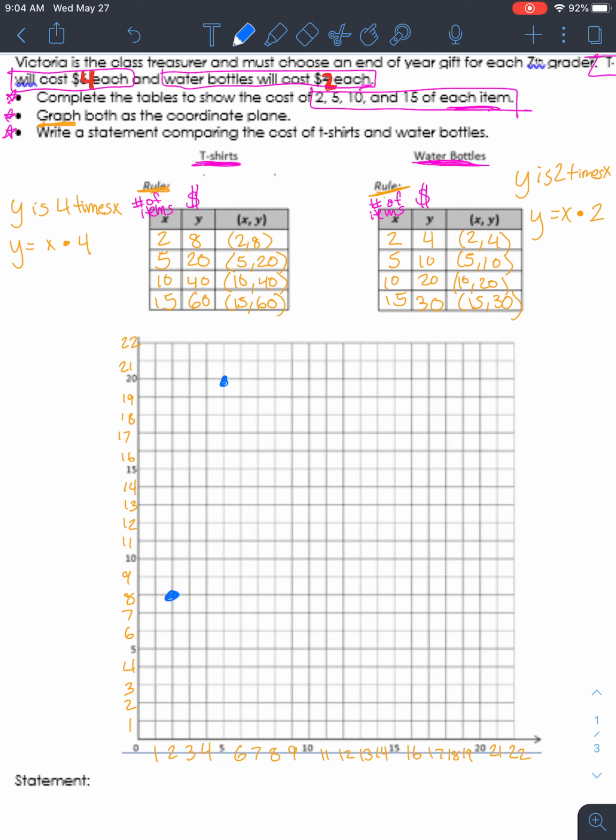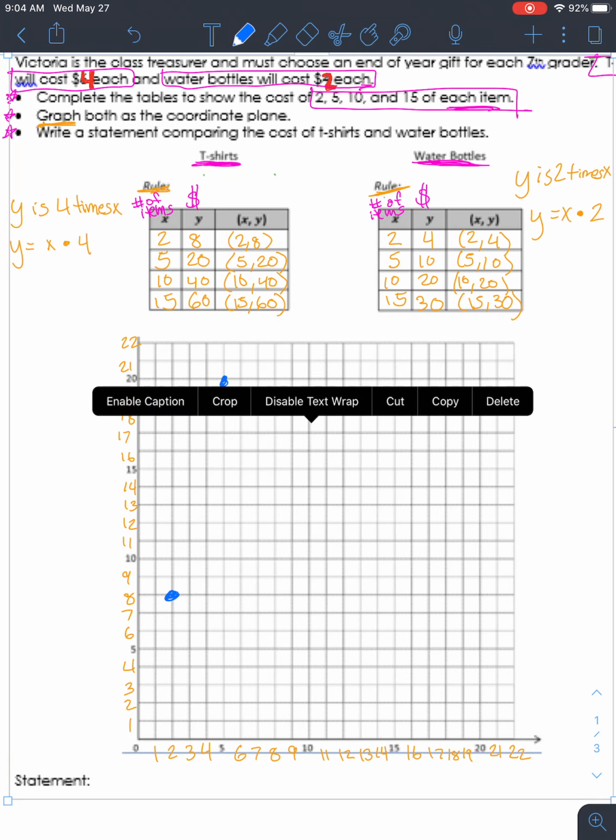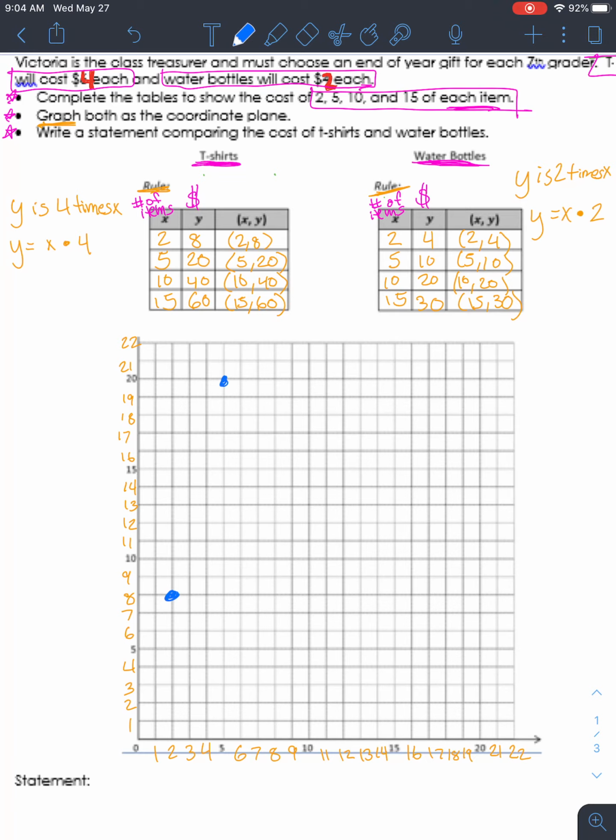For me, I know that I can still make a line with just 2 of the points. And you're going to learn that when you're in 7th grade. But basically, you just need 2 points to make a line. Gotta make sure it's straight though. And my line is definitely not straight.